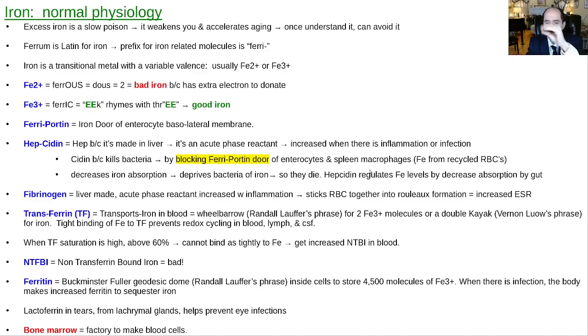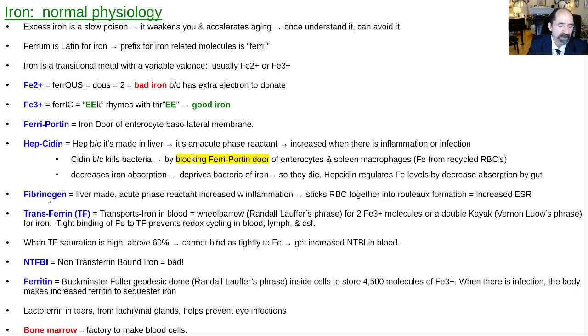The one we saw that looked like the Pac-Man in that drawing, chewing up the iron from the recycled red blood cells in the spleen. Okay, so that's the big thing hepcidin does. It decreases absorption of iron, and kills bacteria by preventing them from getting their iron.